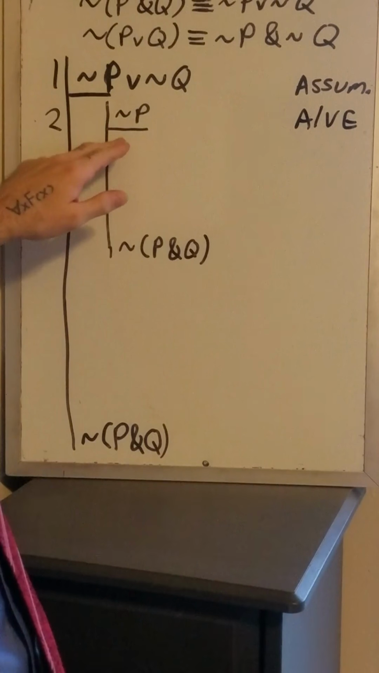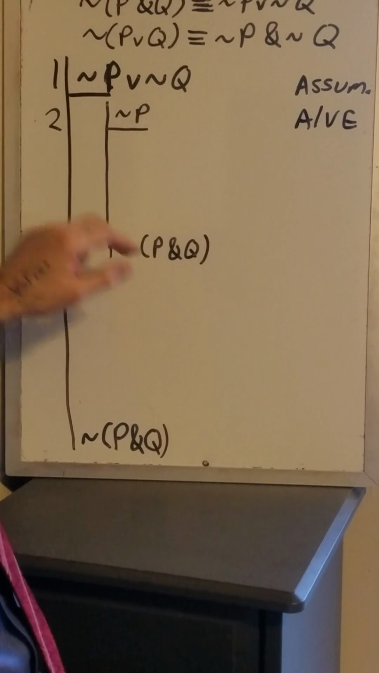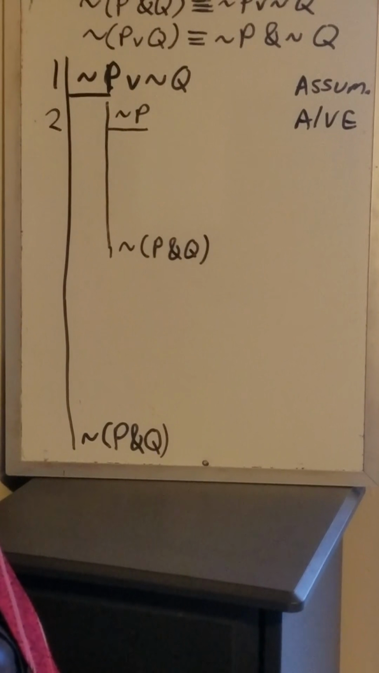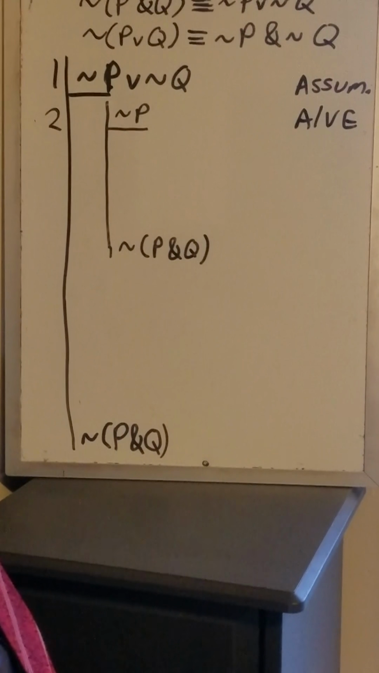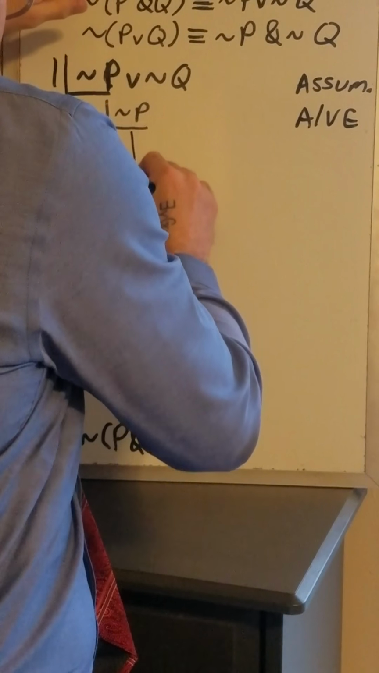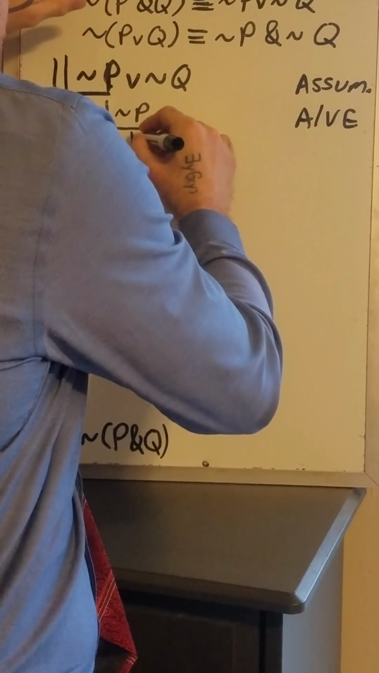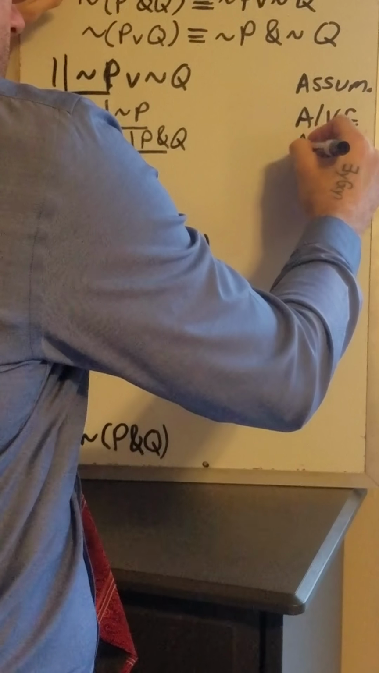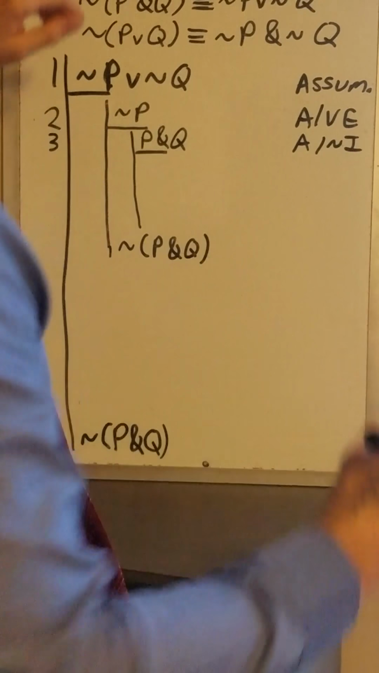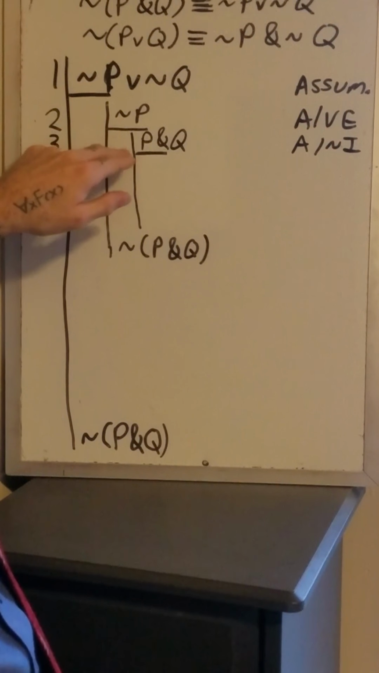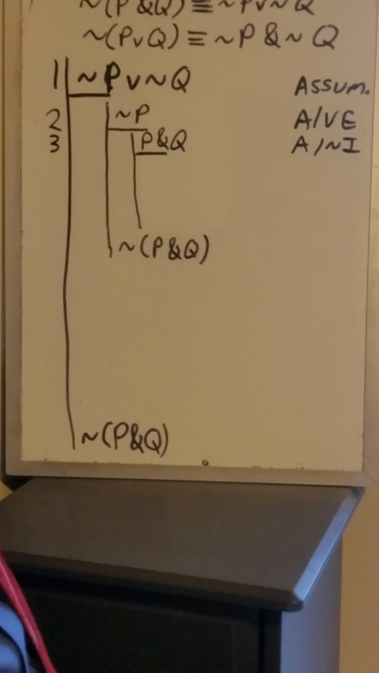So what can we do here? Well, probably the way that we can get this is by using negation introduction. So we'll assume the opposite of it and show that we get a contradiction with not P, which should be fairly obvious. So we have not P on line 2, so we want to go ahead and reiterate it into here.